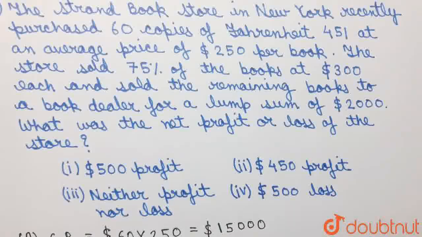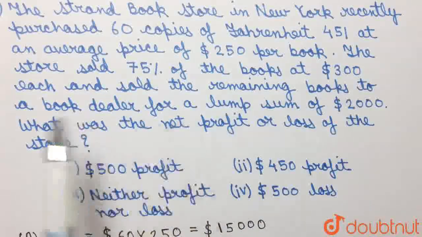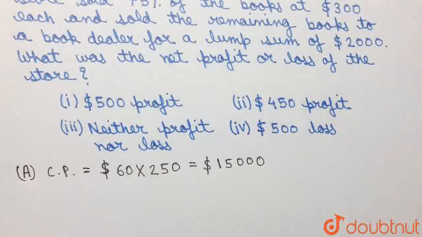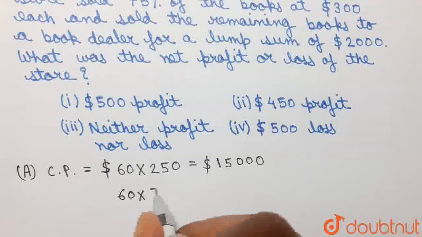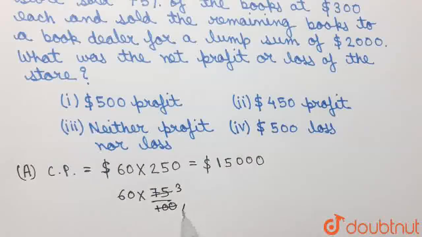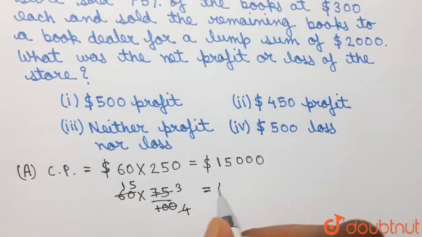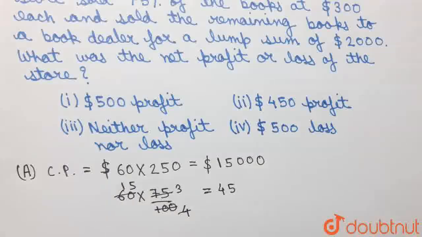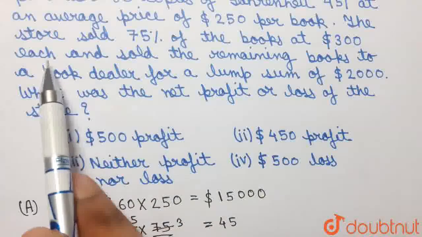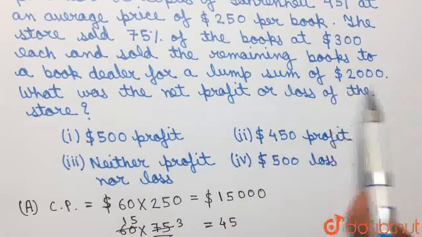Now further it has been mentioned that out of these 60 copies, 75% of the books were sold at $300 each. Now 75% of 60 copies means 60 into 75 by 100, which can be simplified by cancelling by 25. We have 3 by 4 and 60 by 4 is 15, hence 15 into 3 is 45. So the question states that 45 books out of those 60 books were sold for $300 each, whereas the remaining 15 books were sold to a book dealer for a lump sum of $2,000.